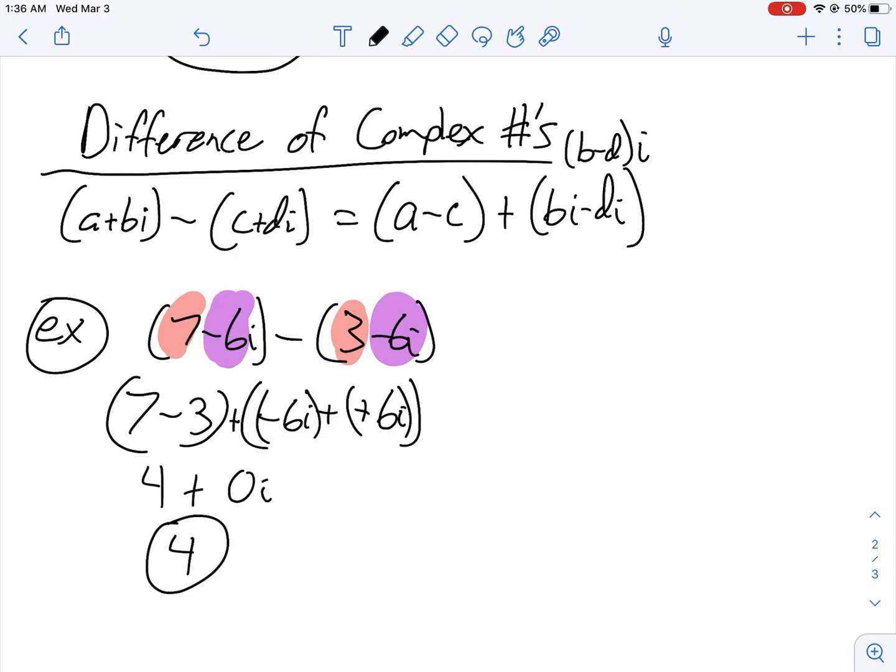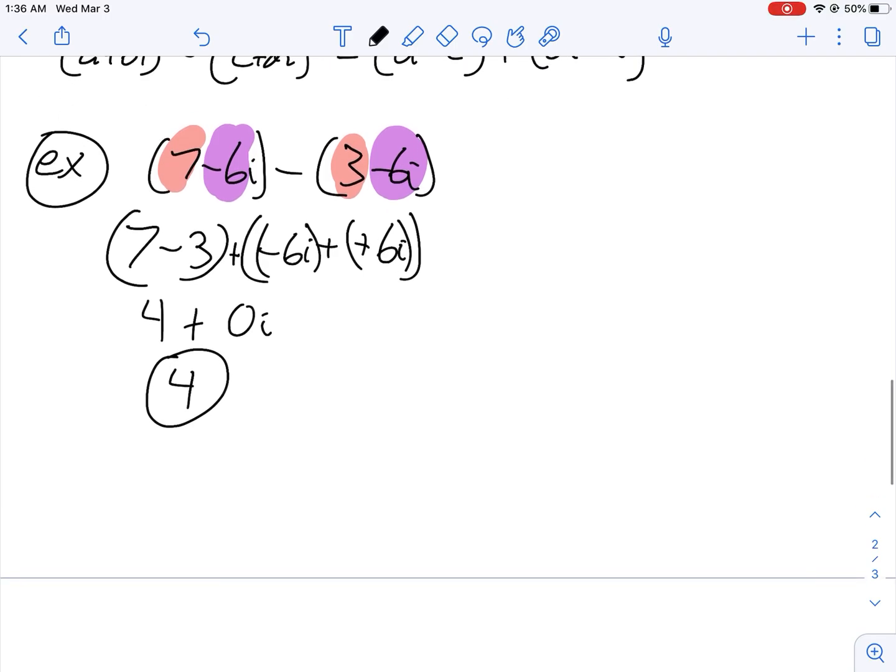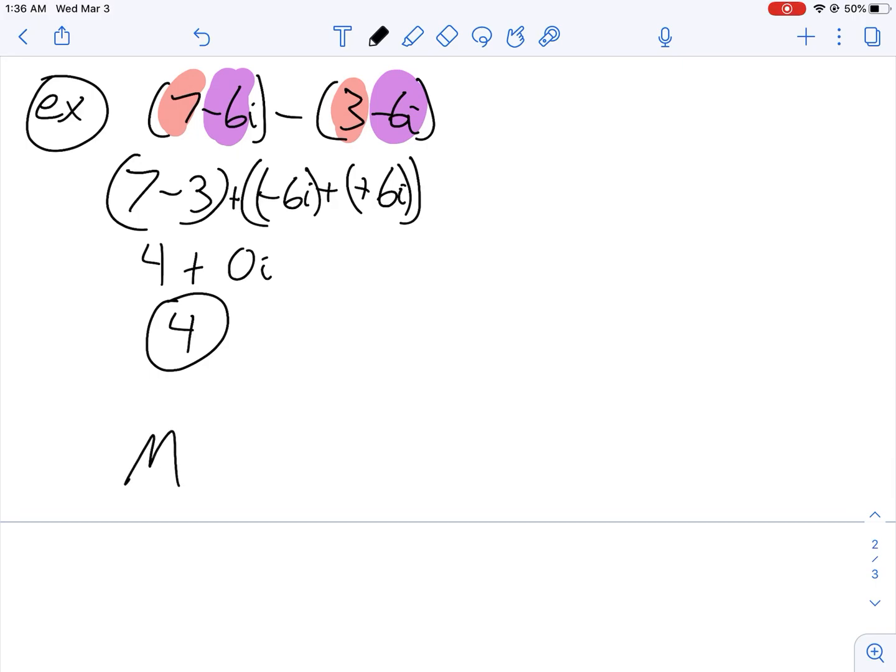So all we have to remember to do is treat i like a variable. i's go with i's. That's it. When we finish writing it and finish simplifying everything, it needs to go into that a plus bi form. So we can add or subtract complex numbers. We can also multiply complex numbers.